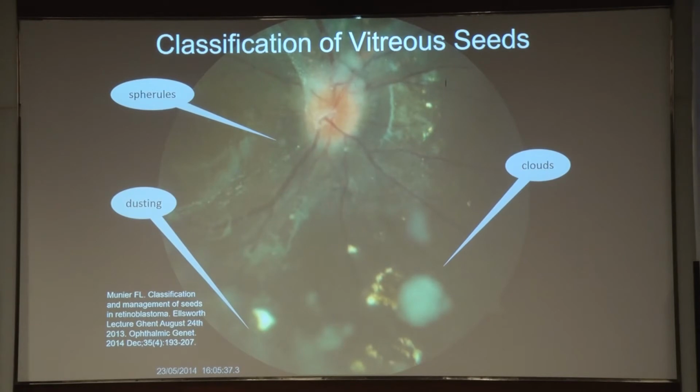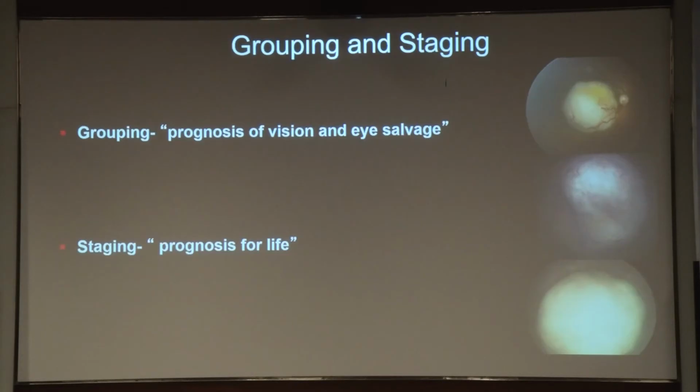Now, we have been recently doing a lot of work on vitreous seeds in retinoblastoma, which has been very difficult to treat, and currently we have this intravitreal chemotherapy that we have been extensively using in controlling these vitreous seeds, and then subsequently we also started classifying the vitreous seeds in order to assess the outcome and prognosis of vitreous seeds. So this is how we basically classify into spherules, as it clinically appears. It can have dusting in the vitreous, and also clouds. So this is the very basic classification of the vitreous seeds.